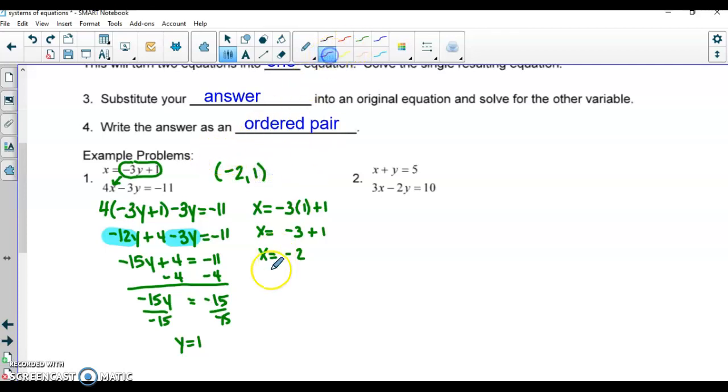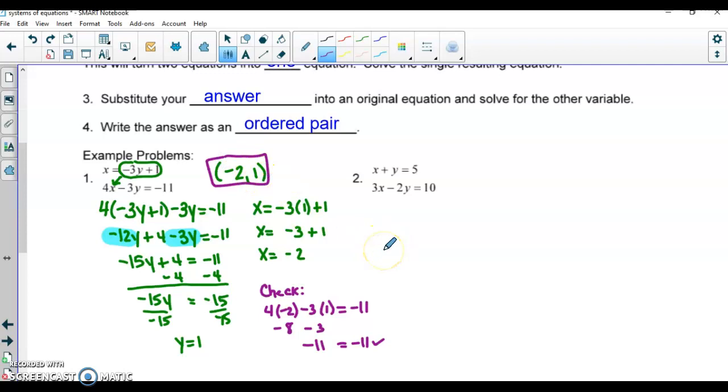And of course, we can always check to make sure that our answer is correct. So if I substitute into the top equation, it should work because that's how I solved to get x. So I'm going to check the bottom equation. So 4x, 4 times negative 2, minus 3y, 3 times 1. Does that give me negative 11? So 4 times negative 2 is negative 8. 3 times 1 is 3. Negative 8 minus 3 gives me negative 11. So yes, it does check. So I know negative 2, 1 is the correct solution.